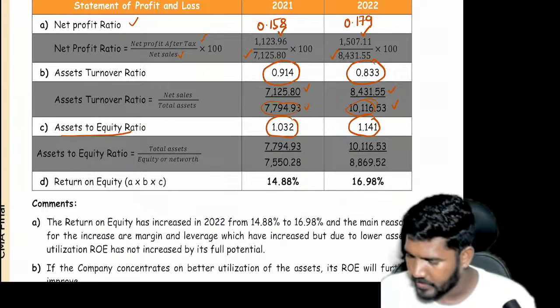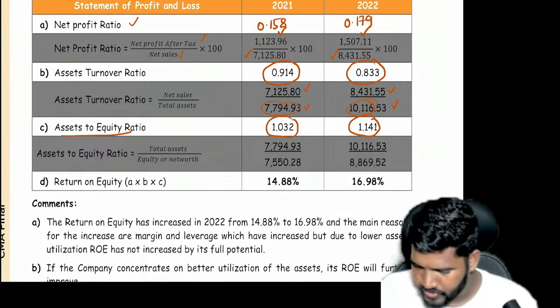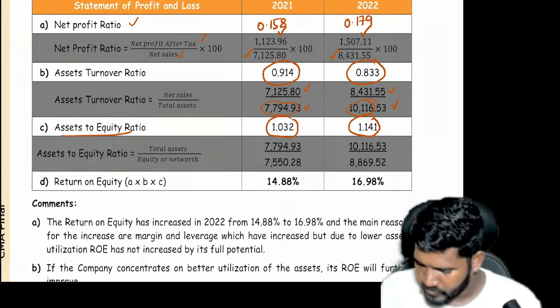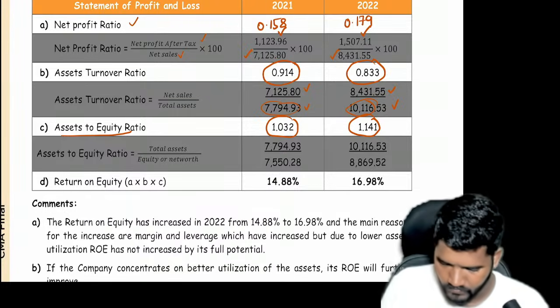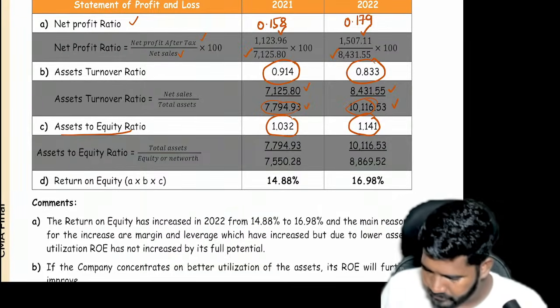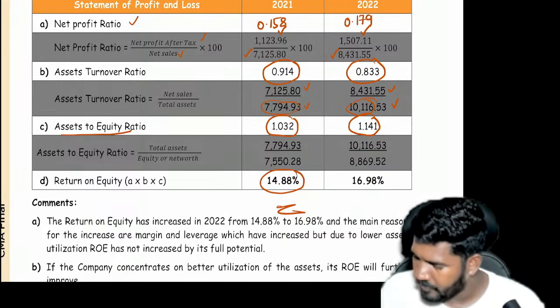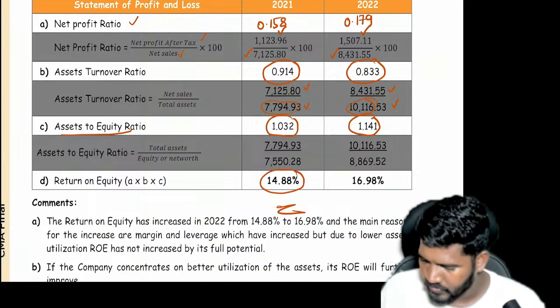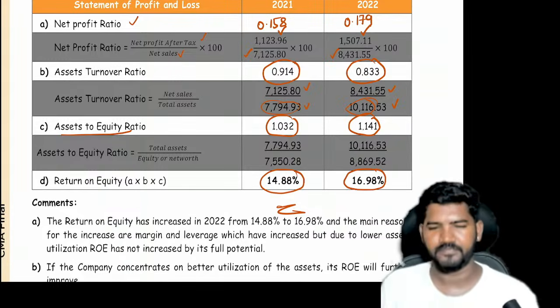Now, return on equity equals 0.158 into 0.914 into 1.032. So 14.88%. Next, 0.179 into 0.833 into 1.141 equals 16.98%.